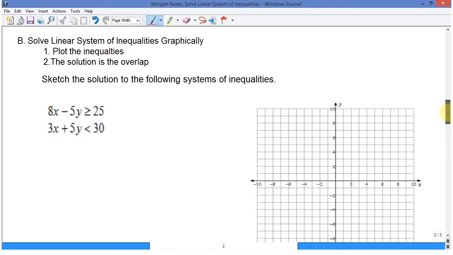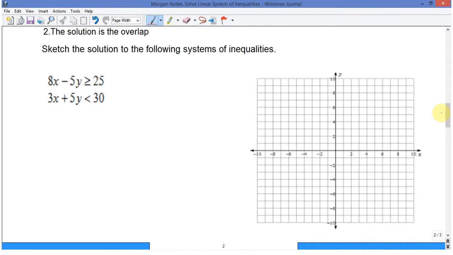Now, when we solve these inequalities graphically, all we're going to do is just graph them, and the overlap of the shading is the solution. So we should know how to do this from our previous work. So let's take a look at the first equation, 8x minus 5y is greater than or equal to 25. These are in standard form, so I'm going to use the x and y intercept method to graph them. For the first one, that's an inequality sign with an equal to sign, so that's going to be a solid line.